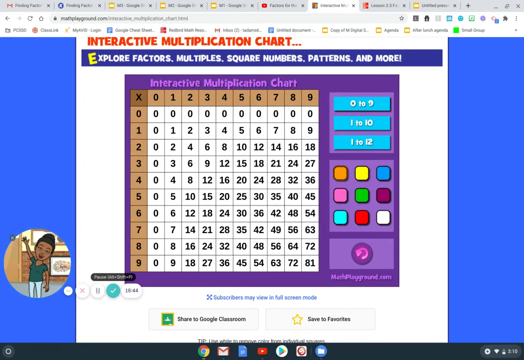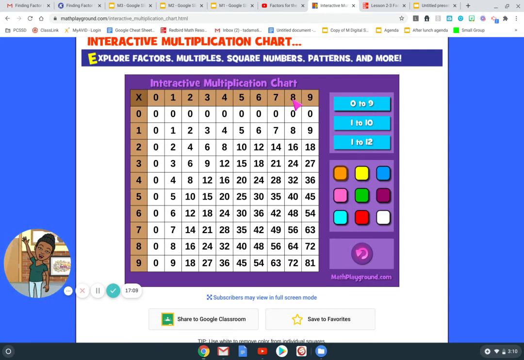I came back to my multiplication chart, and I'm going to go to the number 6. When I look in the 6th column, is 20 there? Nope. So there is not a number multiplied by 6 that will equal 20. What about 7? Do we see a factor for 7? Nope, 20 is not there. So 7 is not a factor of 20.